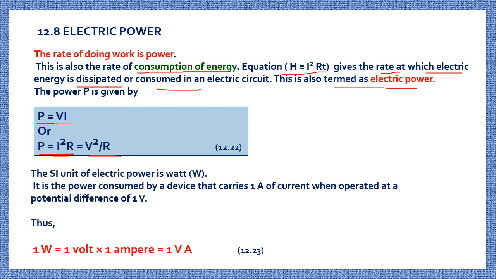The SI unit of electric power is watt, and it is denoted by W. If we define 1 watt, so 1 watt is the power that is consumed by a device that carries 1 ampere of current, and when it is operated at a potential difference of 1 volt. So 1 watt is equal to 1 volt into 1 ampere, means 1 VA or 1 watt. So that is definition of 1 watt, and this is formula. Fine.